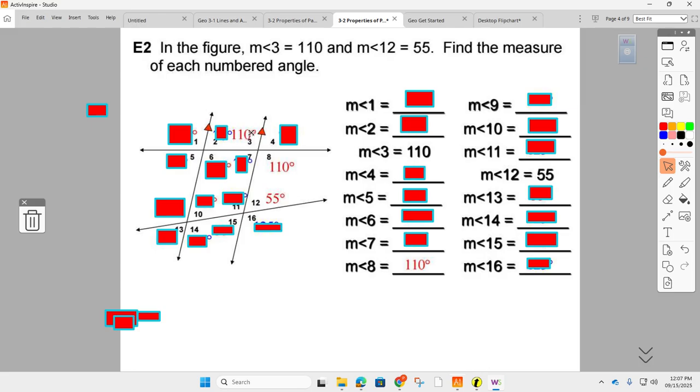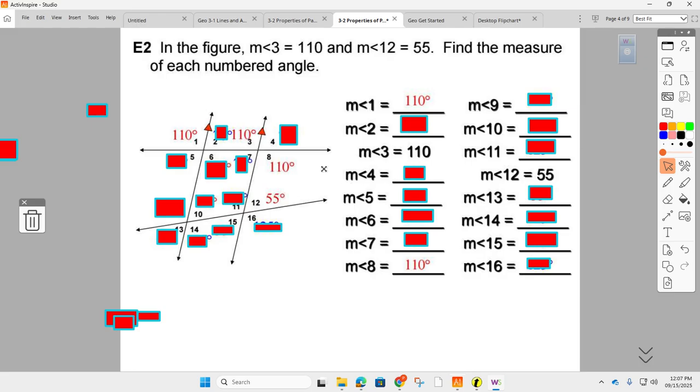Devanshi? 1. That's corresponding, right? But they are congruent. So we'll miss that one, right? That's not the one I asked you. Yes, they are congruent. But they're congruent because they are corresponding, right? One's inside, one's outside from the same side of the transversal, right?